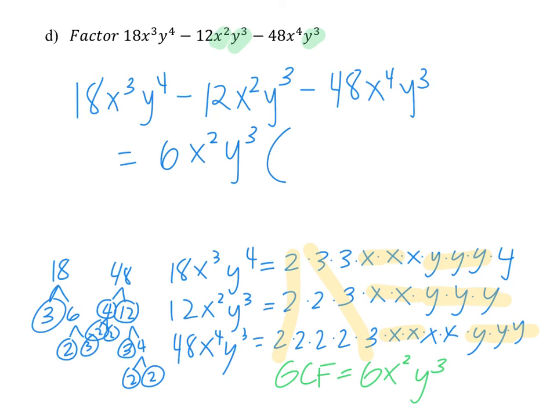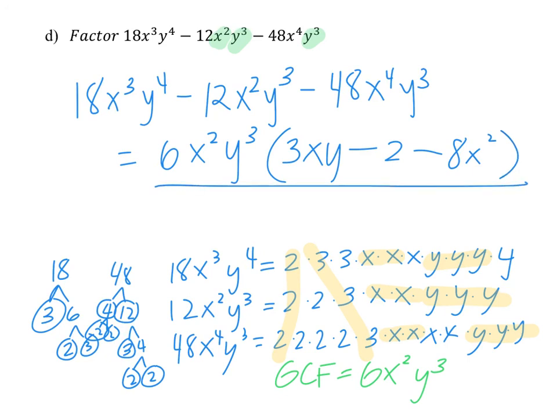I'm left with, okay, 18 divided by 6 is 3. X cubed, I have leftover x. Y to the 4th, I have leftover y. Minus 12 divided by 6 is 2. X squared, that's gone. Y cubed, that's gone. Then we have minus 48 divided by 6 is 9. Oh, sorry, I mean 8. And for x to the 4th, we have 2 leftover x's. And y cubed, no leftover y, so that's it.